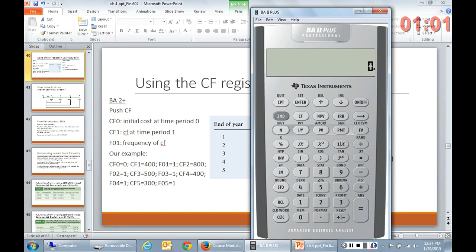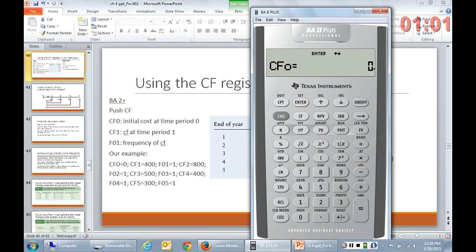So to do this, we push the cash flow button. Now your cash flow register may already have numbers in it. To clear it, you push second and clear work. Now your cash flow register has to be open for the clear work button to work. So you have to push cash flow and then second and clear work. Just pushing second and clear work without the cash flow register open will not empty it out.